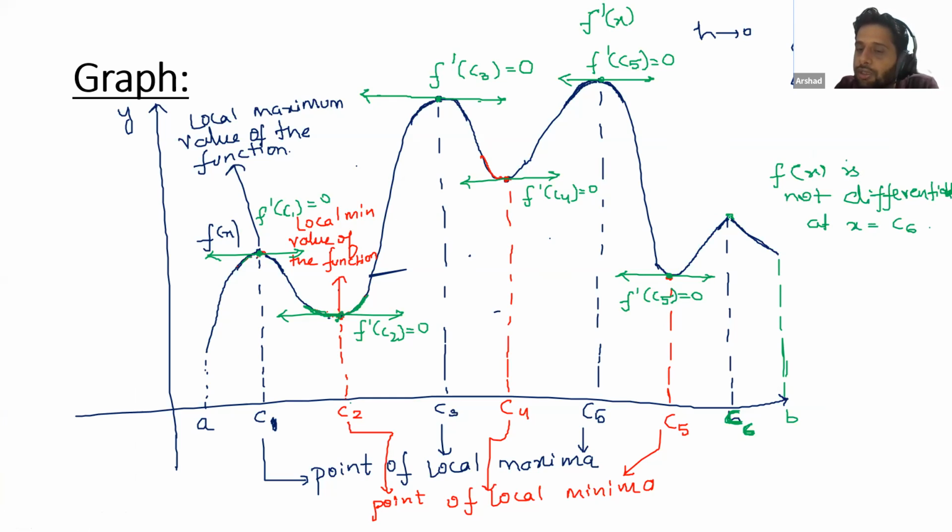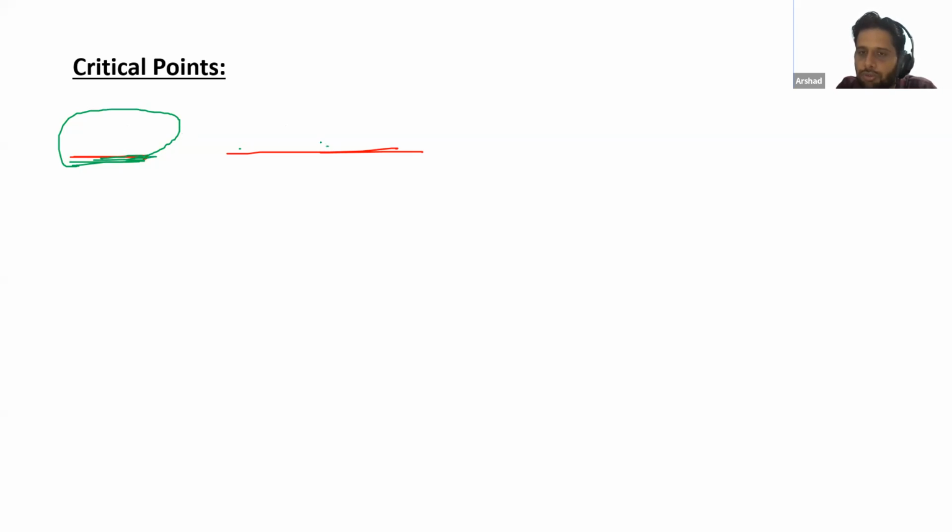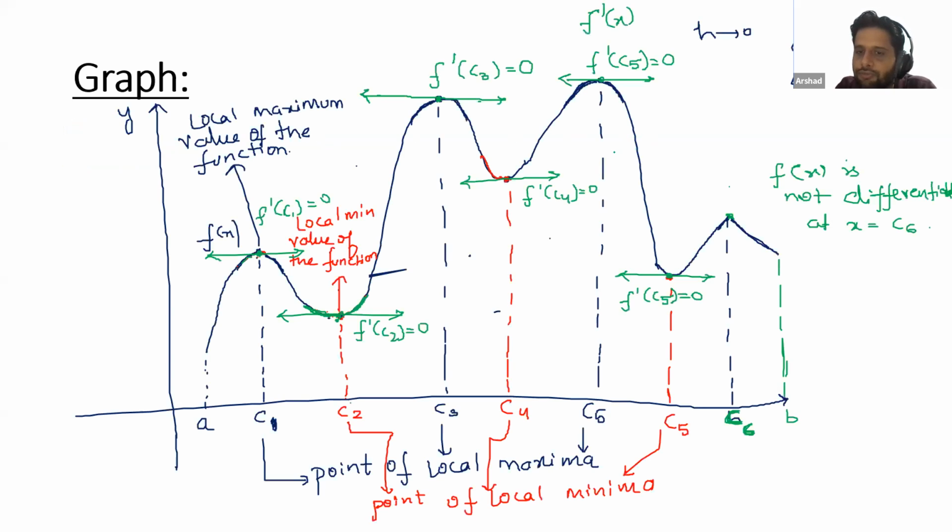But this is also the critical point. Why? Check the definition of critical point. What is a critical point? The point at which either the derivative is 0 or the function is not differentiable. Sorry, f dash x is 0 or the function is not differentiable. If we check this graph, then at all these points the derivative is 0, but at this point the function is not differentiable. That's why this is also a critical point.